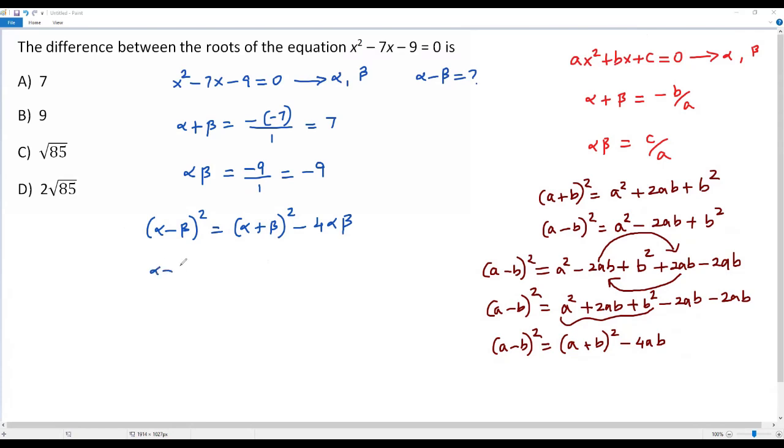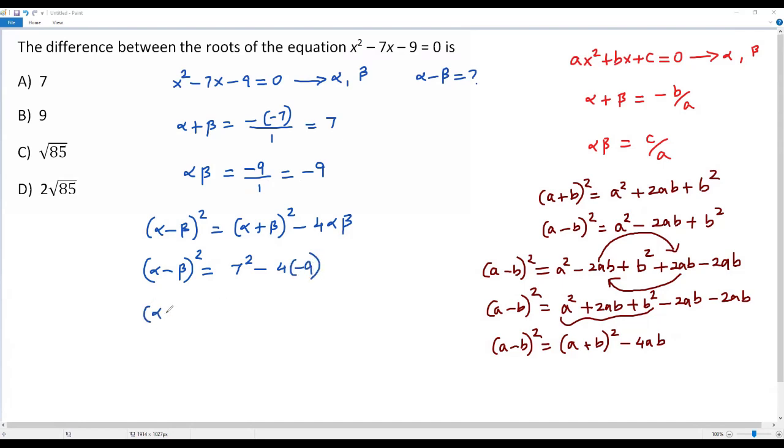Okay, here alpha negative beta the whole square equals to, already we have the value for alpha plus beta, that is 7. We can plug in 7 for this alpha positive beta, then we get 7 square negative 4 times. And also we know the value for alpha times beta, that is negative 9. We can plug in this negative 9 for this alpha beta, then we get 4 times negative 9.